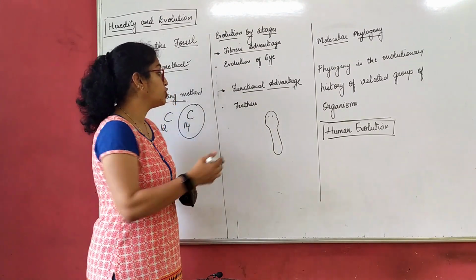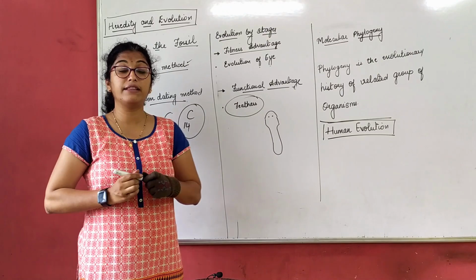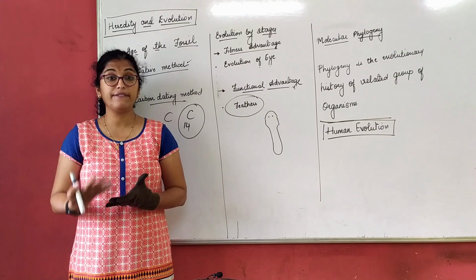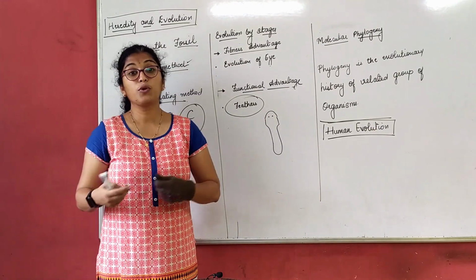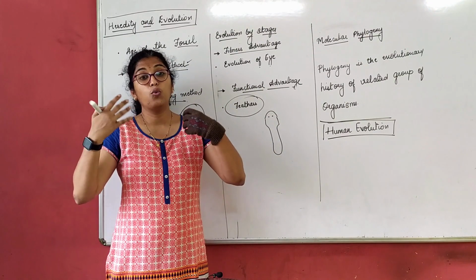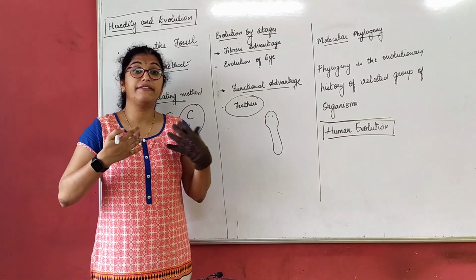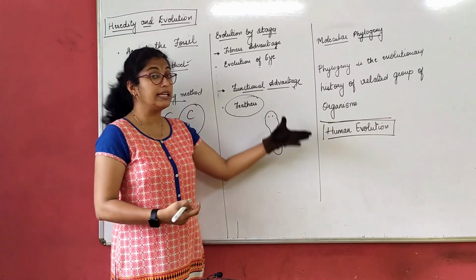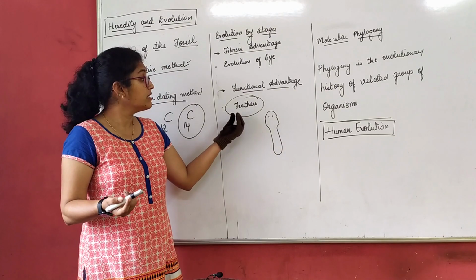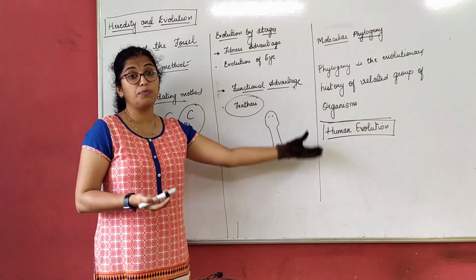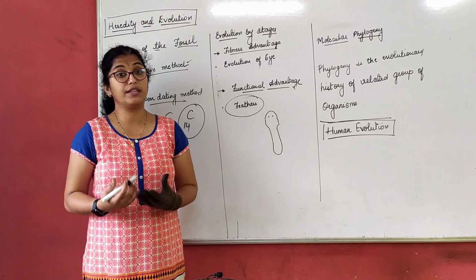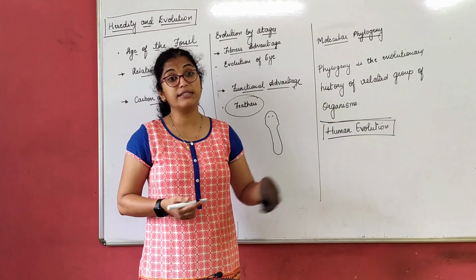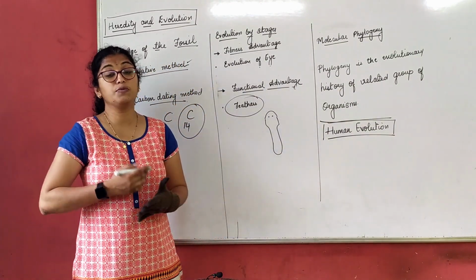Next, functional advantage. When we talk about feathers, it is believed that dinosaurs also had feathers. But the dinosaur's body was so heavy that it could not fly with the feathers, because the feathers could not take the weight of the dinosaur's body. It did not come into use. But much later, in the later evolution process, birds made use of these feathers for flight.